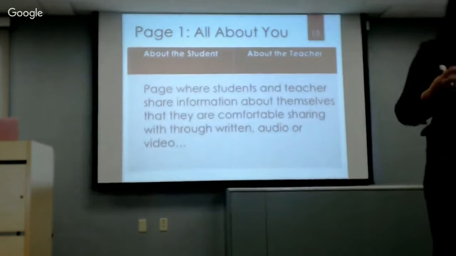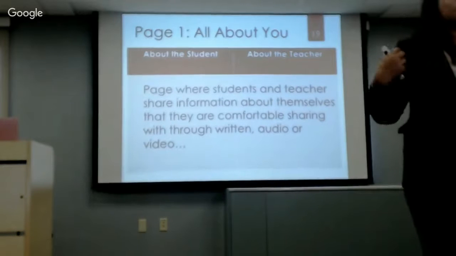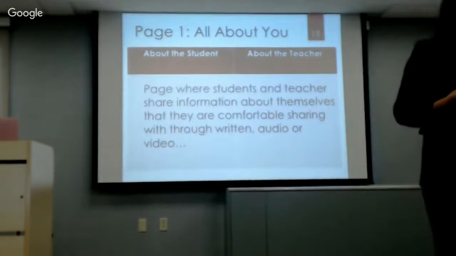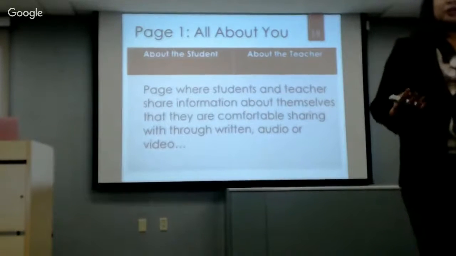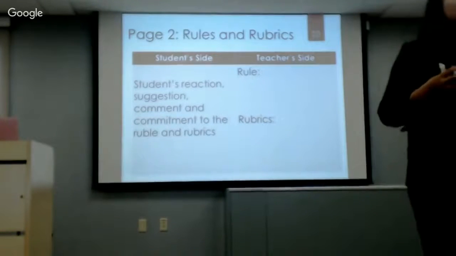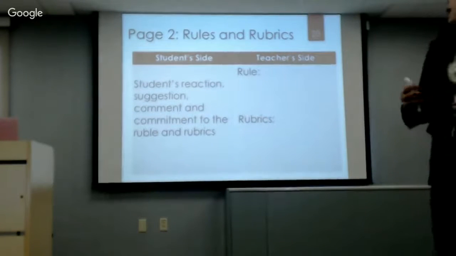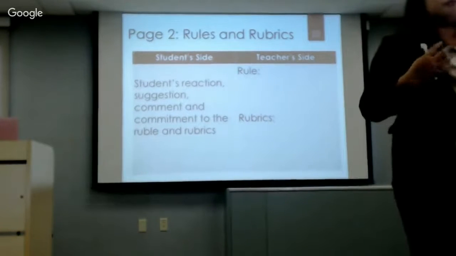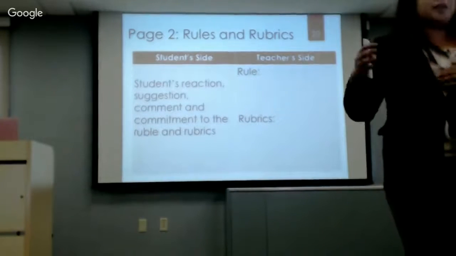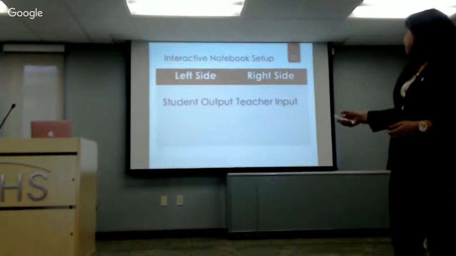They share information to establish trust and openness. This is also one way for a teacher to know what type of learner his or her student is. Page 2 is where students and teacher discuss the rules and rubrics. This is where students are involved in making and take part in knowing how they are graded and assessed.